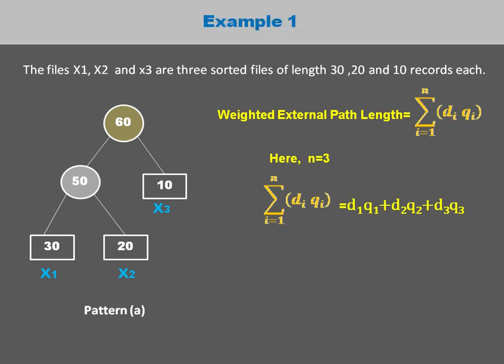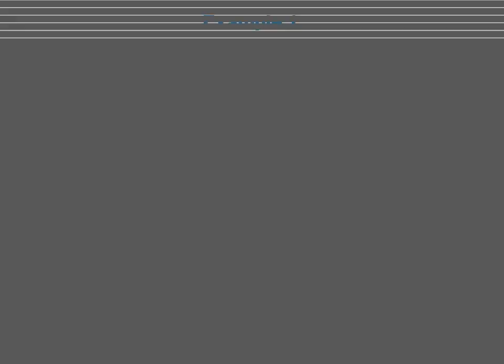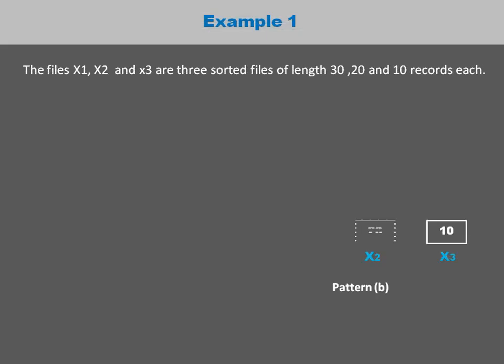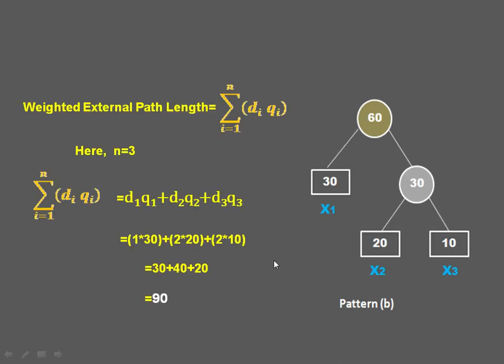Now the second pattern will be, this will be our second pattern. For this second pattern, the total number of record moves required is 60 plus 30. So 60 plus 30 will be 90. The same we have calculated here. So here we will require a total of 90 record moves.